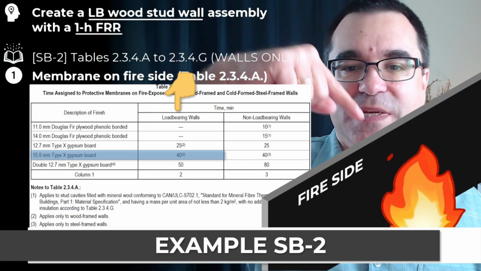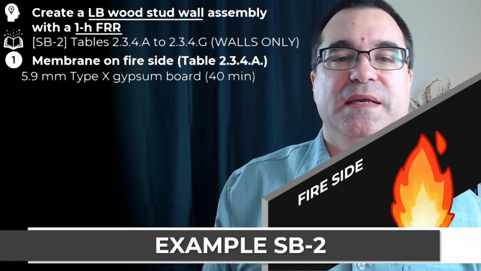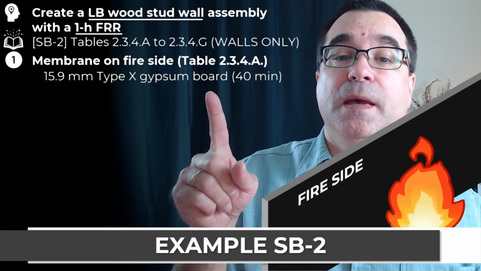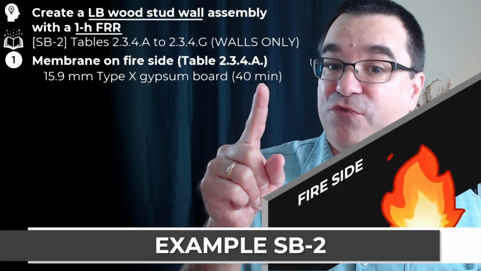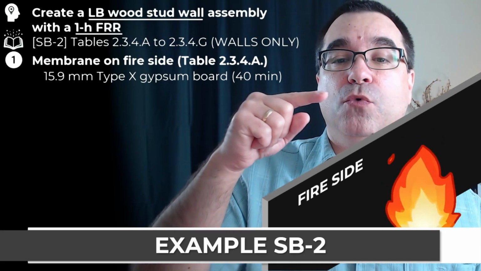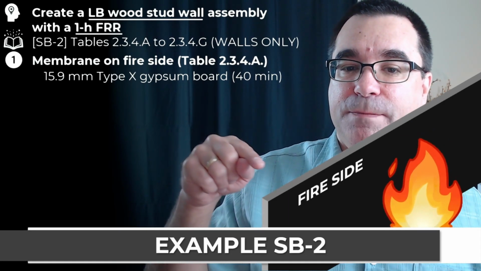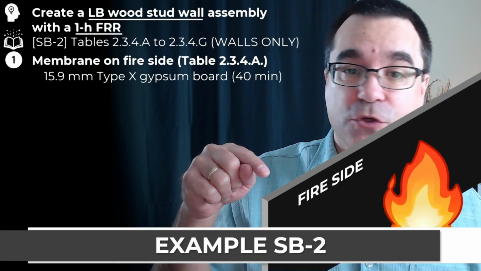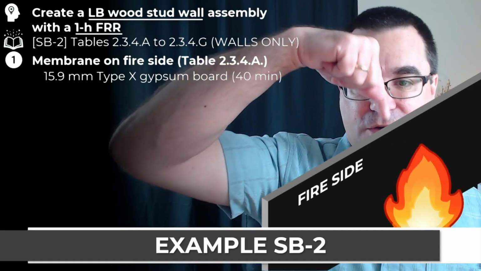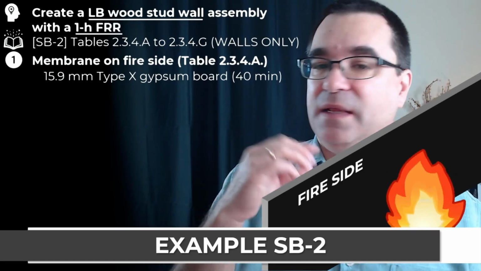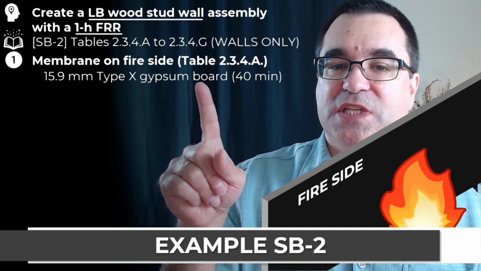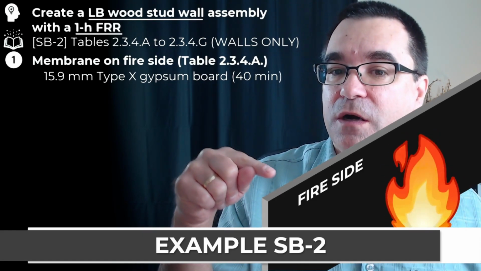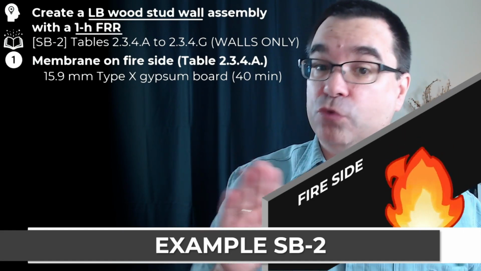So that means that the membrane on the fire side is going to be 15.9 millimeters thick type X gypsum board. By selecting this, which gives 40 minutes to this assembly, we're also selecting the membrane on the far side, on the opposite side of the wall. Now you don't double count it. So you don't count the fire side and the far side. They both are 40 minutes. You select the fire side one and automatically that includes the far side of that. You don't double count them.